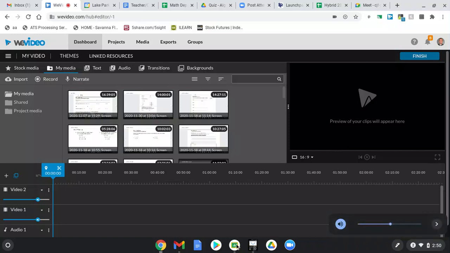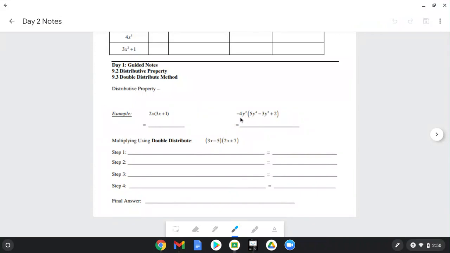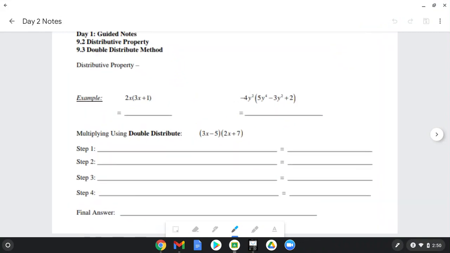All right, here we are again on day 2 for Unit 11. Today we're going to be talking about the distributive property a little bit, and then double distributing. So the distributive property from earlier on this year was when we took a monomial on the outside and we multiplied it into every term on the inside.